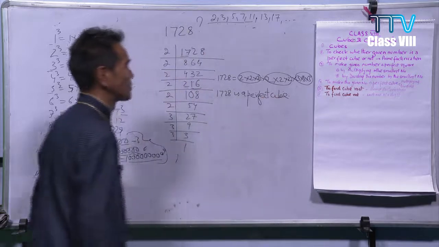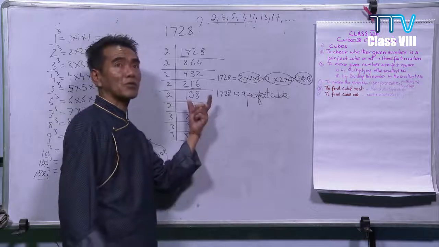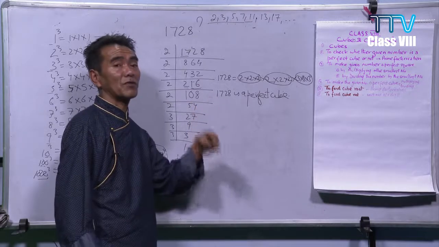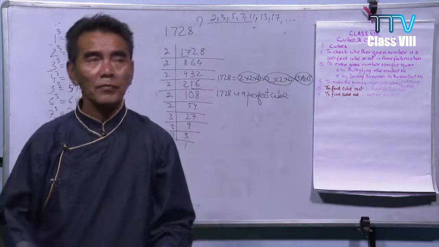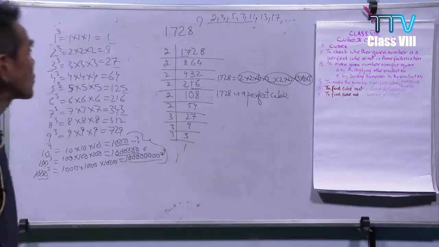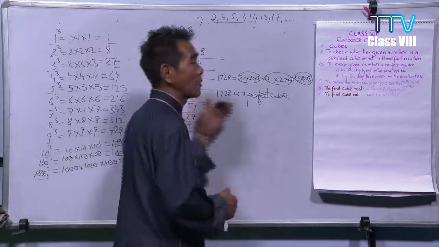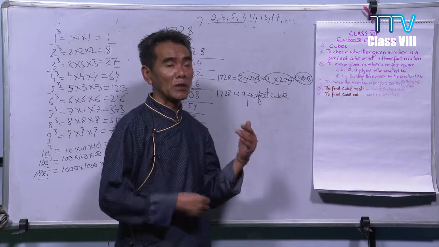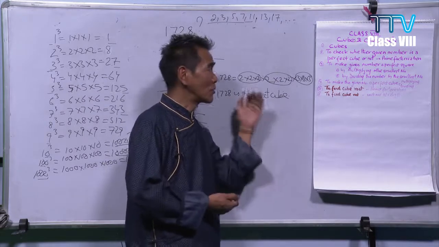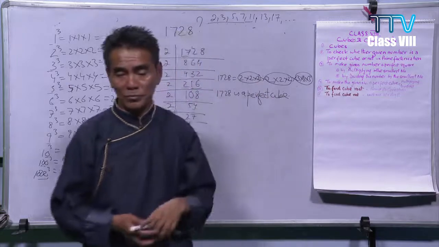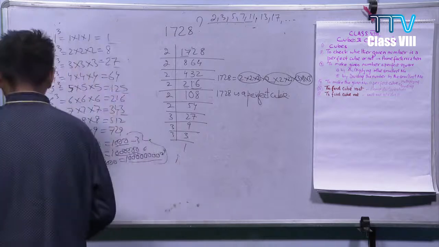Perfect cube. Take the prime factors and check whether the given number is a perfect square or not. Then check whether it is a perfect cube or not. Perfect square means we get a perfect square. Check the last one, and then the perfect square and the perfect cube.